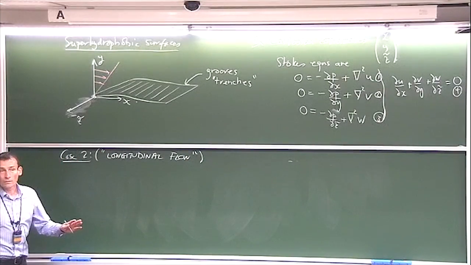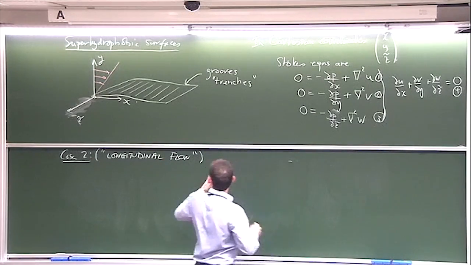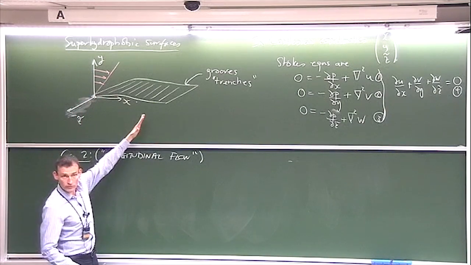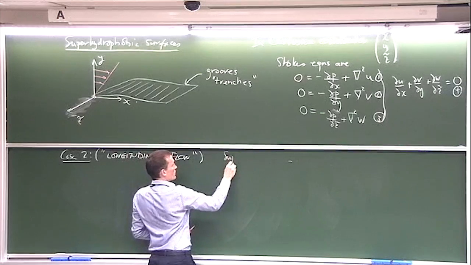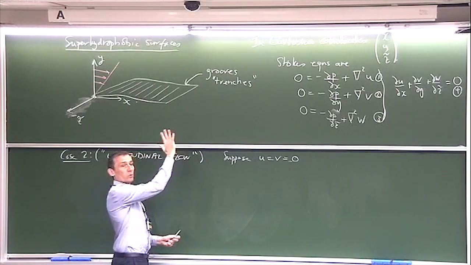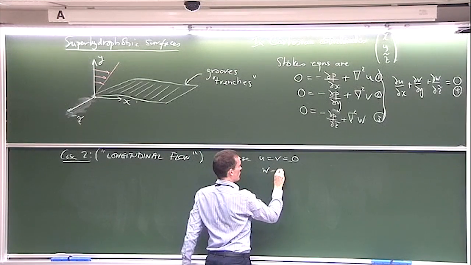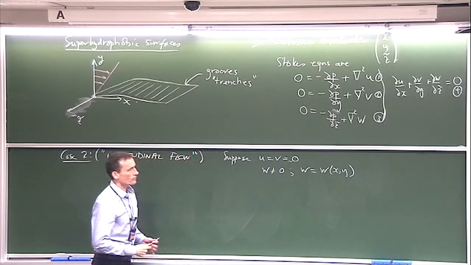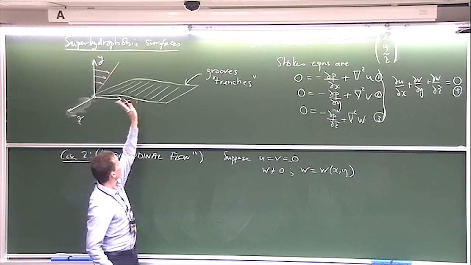Let's look at the second case. Longitudinal flow. We call this longitudinal flow because now what I'm going to do is instead of having a transverse flow across the ridges with no flow in and out of the board, I'm not going to have any cross flow. So I'm going to suppose u and v are zero. And I'm just going to have flow in and out of the board. In other words, along the grooves, along the trenches. So w is not equal to zero. And in fact, w, we're going to suppose it's just a function of x and y. So this is longitudinal flow, because you can imagine flow going along the grooves then.